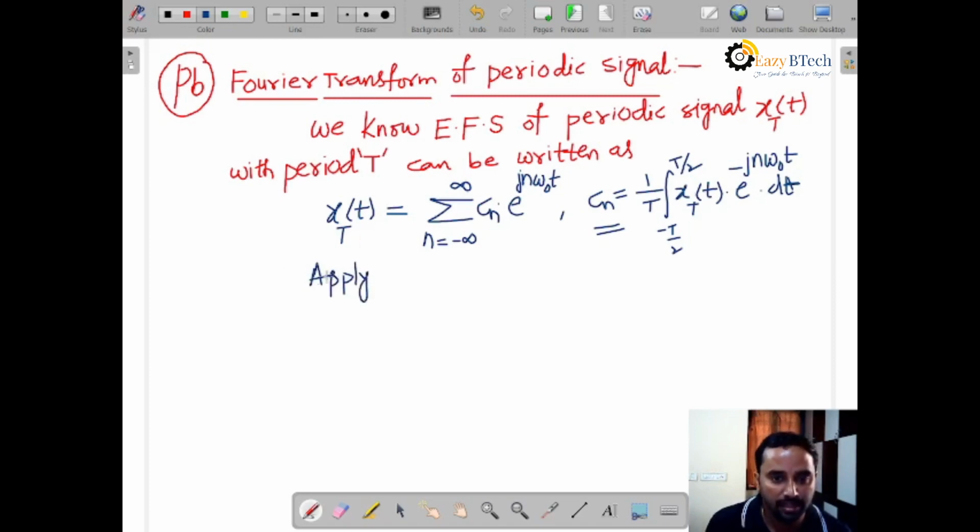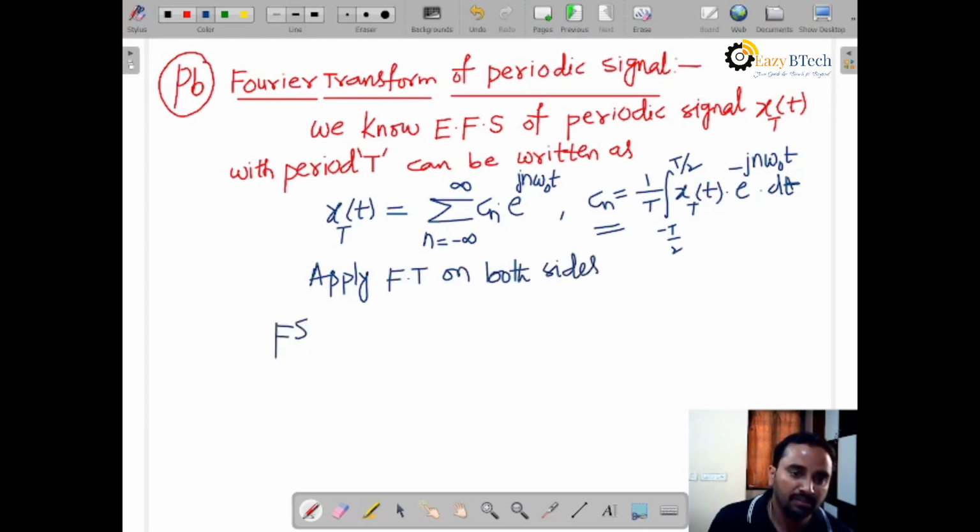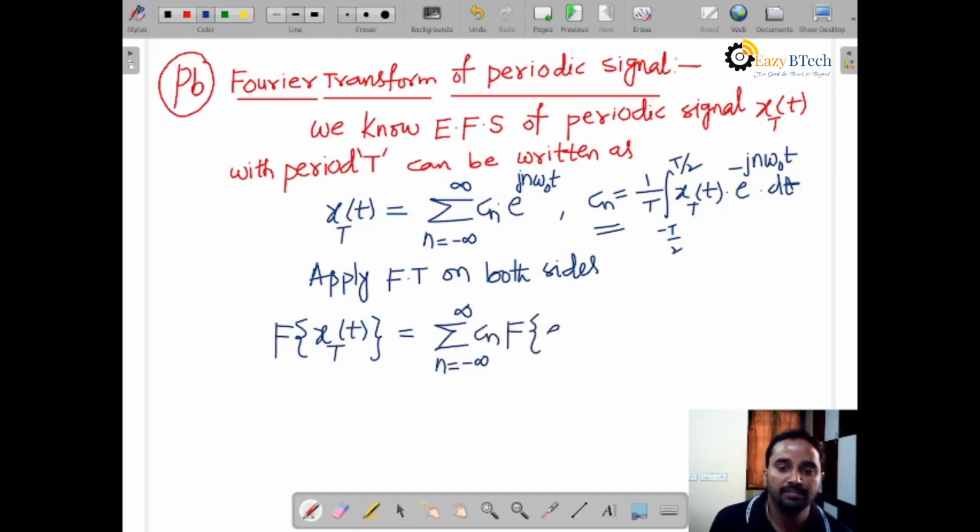What we'll get, we can see. Apply Fourier transform on both sides. So Fourier transform of x of t is equal to the summation from minus infinity to plus infinity of coefficients cn, then Fourier transform of e power jn omega naught t. Fourier transform is applicable to this exponential term because summation is summation and cn are coefficients, they are separate. The remaining e power jn omega naught t needs a Fourier transform.